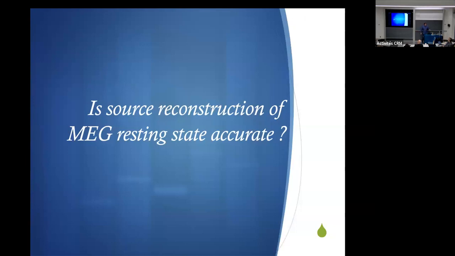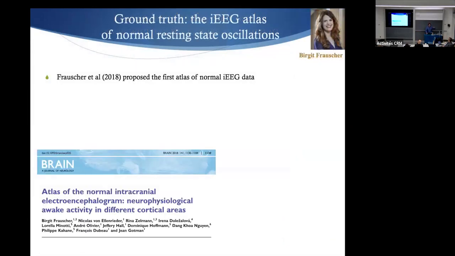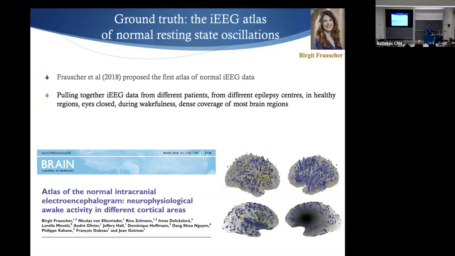First you can ask whether MEG resting state localization is accurate. I still have some slides of Jawata, so I will skip them. But Jawata has shown that when you compare MEG resting state localization with the intracranial EEG atlas, you have a very good comparison. She's using the SEEG atlas developed by Birgit Frauscher. This is multicentric data where you have data from different groups, only the normal non-epileptic channels.